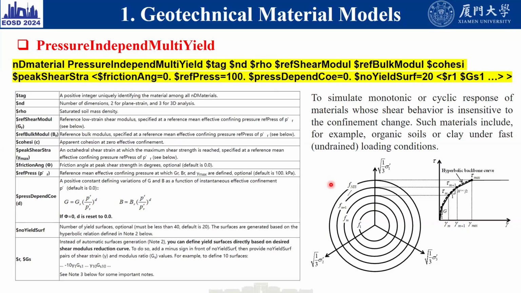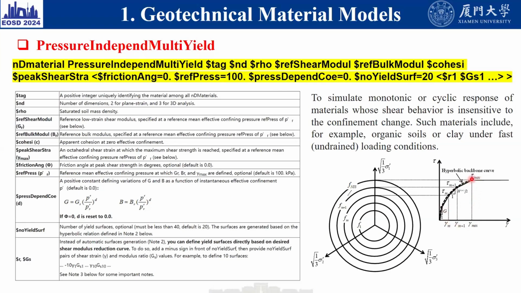If you look at the command, the key parameters of this material include the reference shear modulus, the reference bulk modulus, and cohesion. Cohesion is the maximum shear strength, the peak shear strength. The peak shear strain, gamma here, corresponds to the maximum shear strength. So if you have the shear modulus, the cohesion and the peak shear strain, then this backbone curve will be defined.